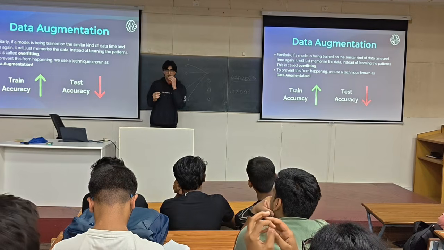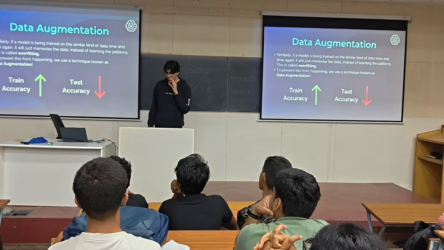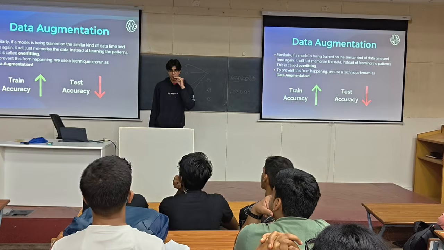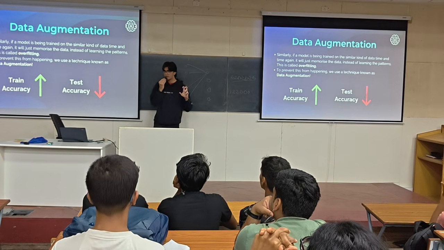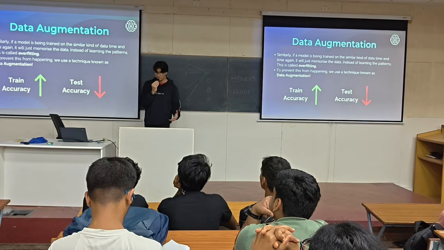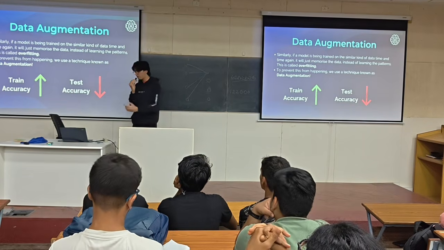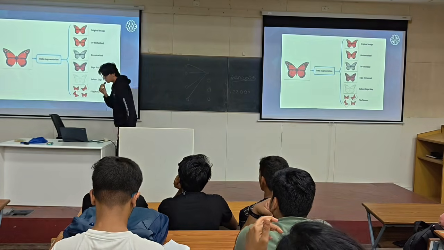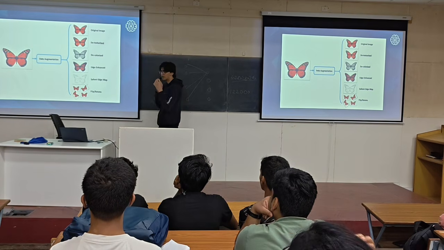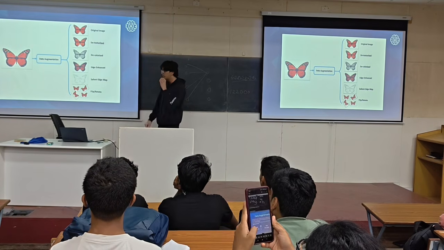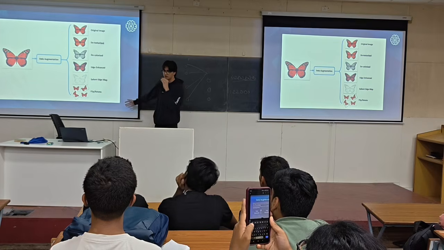This thing is called overfitting, and to prevent this from happening, we use a thing called data augmentation. Data augmentation basically means we apply some sort of label preserving transformations. We will see what label preserving is in 1 second. But we apply some sort of transformations to the data so that the model learns the different kinds of features that are represented in the data rather than memorizing what the image itself is.